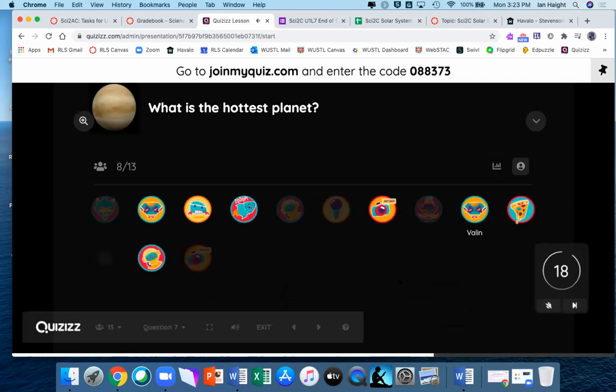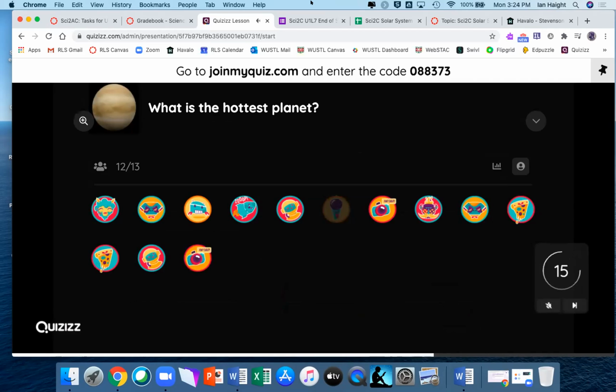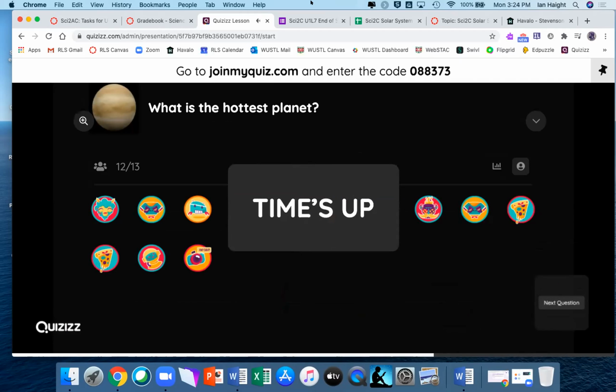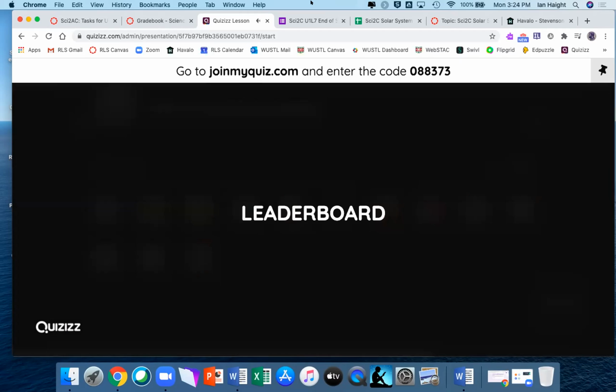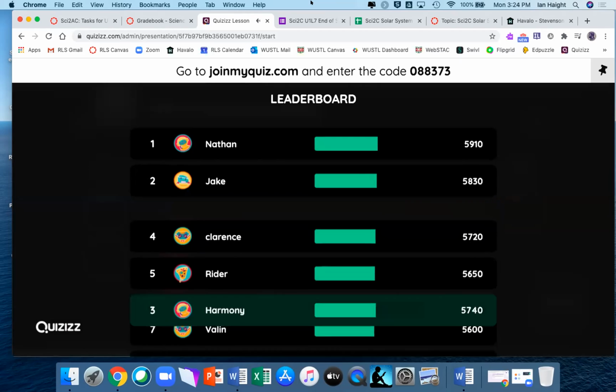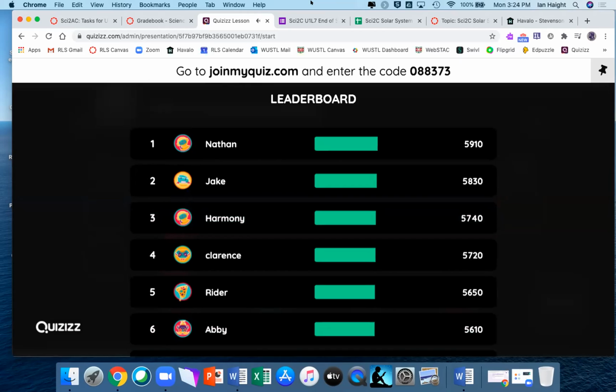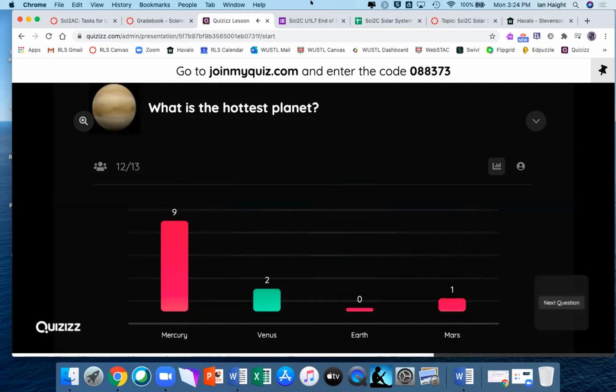What is the hottest planet? All right, Nathan and Jake still in the lead. Harmony catching up. Only two of you got it. It is indeed Venus. Even though Mercury is technically closer, Venus has more carbon dioxide in its atmosphere and therefore has a hotter surface temperature.